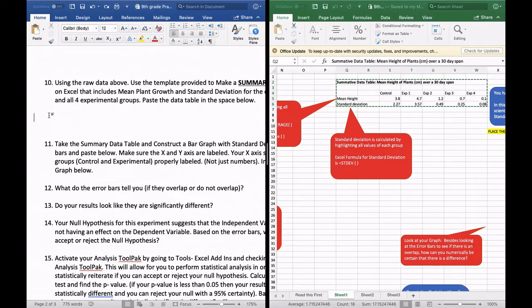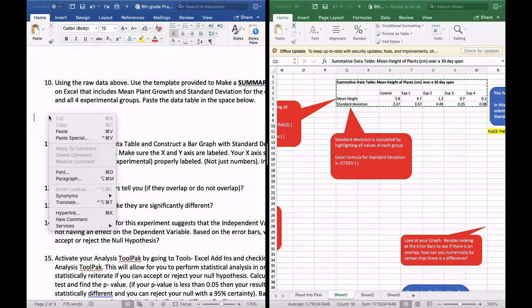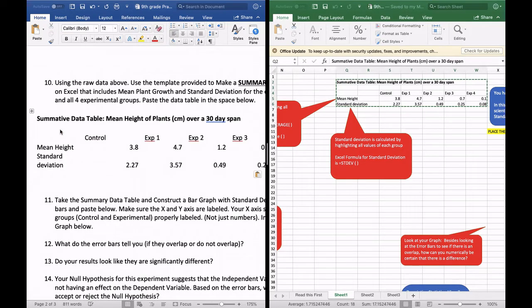So you will go to your Word document, and again right click and paste, and now your summative data table has pasted in the Word document. Notice that it doesn't look like a table, so you're going to have to make some adjustments. And when you copied it, before you click on anything, make sure that you have this clipboard here, because this clipboard is going to allow you to actually fix the design of your table.